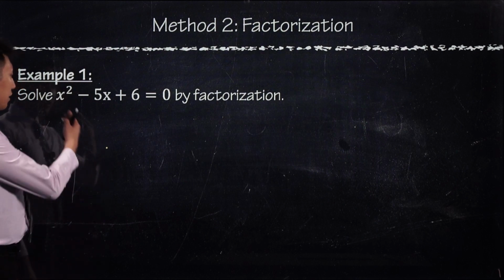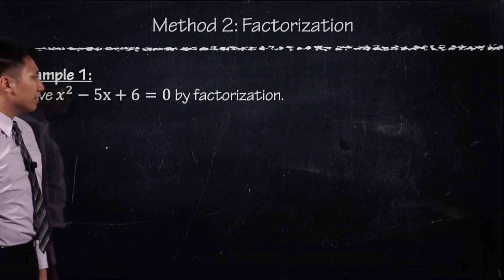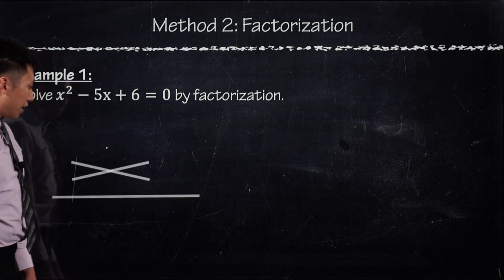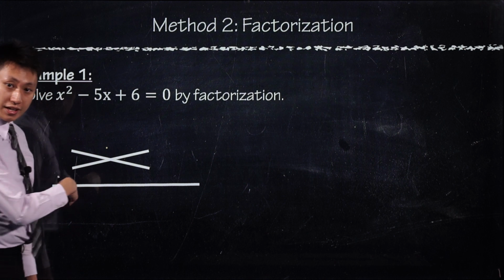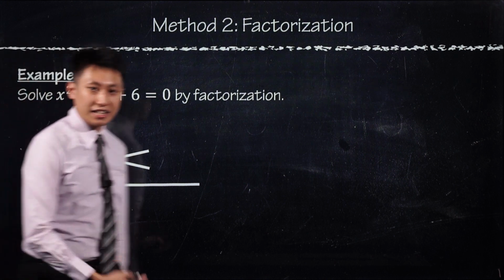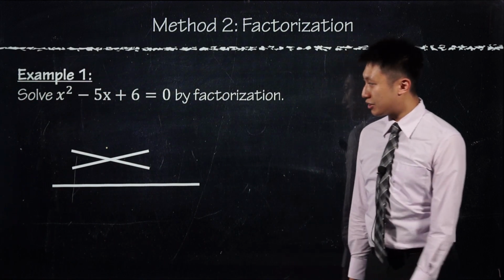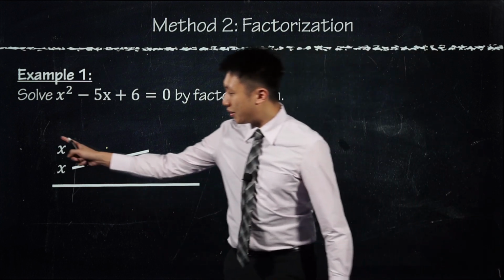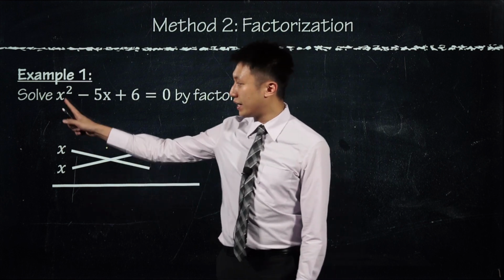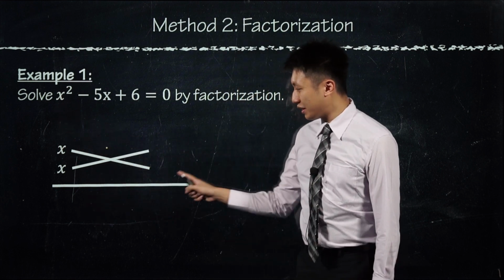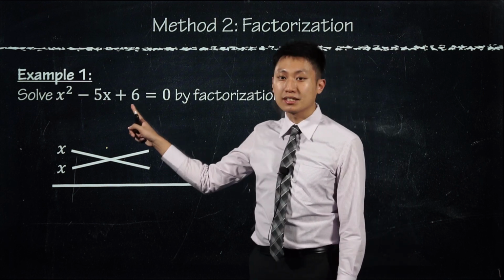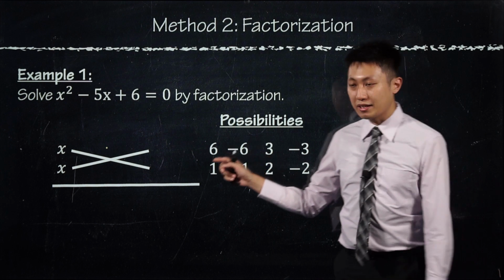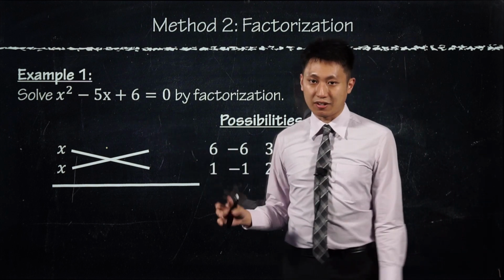If you are given a quadratic equation here and you want to solve by factorization, what does it mean? It means that you can draw a cross here. This is a method other than using your calculator. You do a cross, then you want these two things to multiply together to get x squared, and you want these two things here to multiply to get 6. But there are so many possibilities, right? So what is the criteria so that you get the correct one?